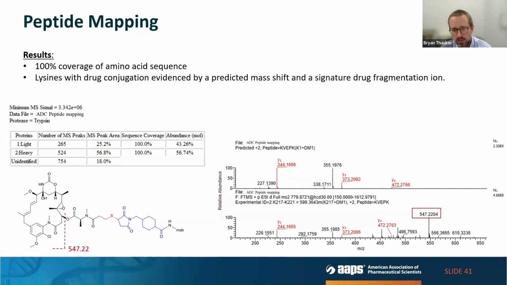mass spectra. So the experimental data is shown on the bottom there, and you can see that the high resolution system gives us the masses that were predicted for that peptide. So we can say with some degree of confidence that this peptide has been detected at this moment in time, and then aligned in the software to the amino acid sequence of the antibody.